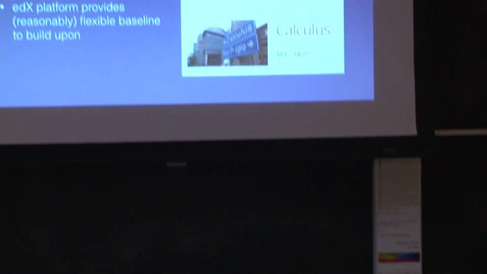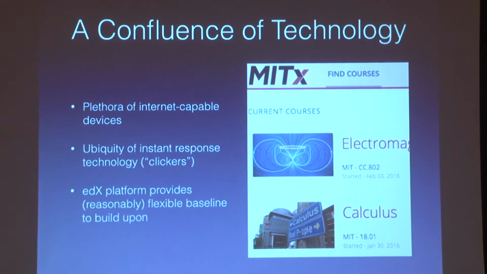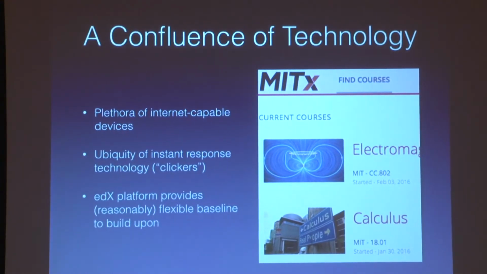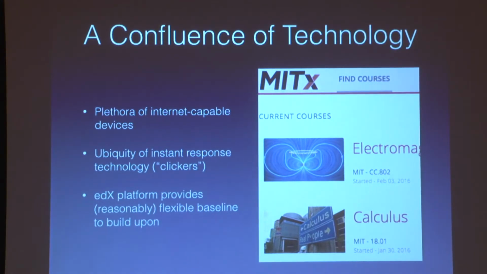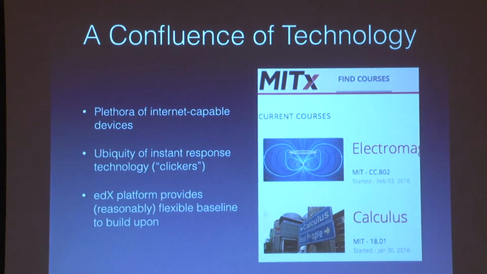So I think there's 3 points that kind of go into this. The first is that we now have a plethora of internet-capable devices. Every student has multiple ways to access the internet, and this connectivity gives us opportunities that were just unthinkable 20, 25 years ago. We've got a ubiquity of instant response technology. We typically call these things clickers. We're starting to see them being used on phones and on computers and starting to reduce the tethering to an actual physical device. And the third point that we have, particularly in the last 5 years, is a learning management system that is reasonably flexible.